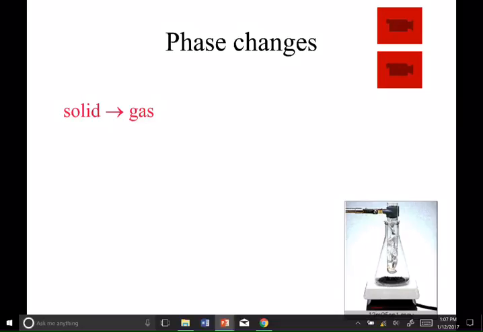I'm back. So one phase change I didn't talk about, and it's one that may not be entirely familiar to you, is that a solid can go directly to a gas and skip the liquid state. If you've ever tried to make ice cubes in your freezer.